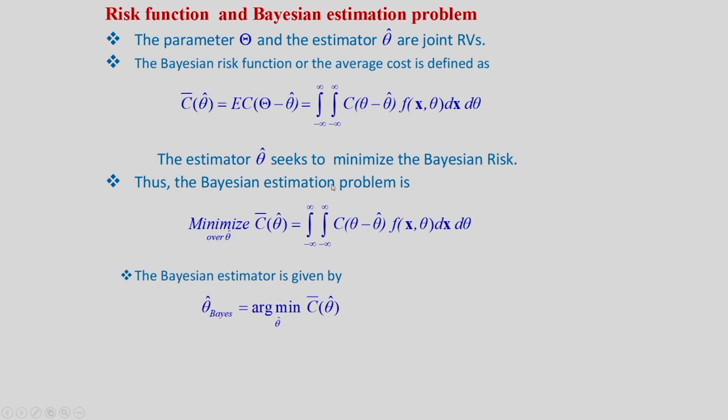Thus, the Bayesian estimator problem is given by: minimize over theta hat C bar of theta hat, which is equal to the integration from minus infinity to infinity of C of theta minus theta hat into f of x, theta dx d theta. The Bayesian estimator is now given by theta hat Bayes equal to arg min over theta hat of C bar of theta hat. So, the value of theta hat corresponding to the minimum is the Bayes estimator.